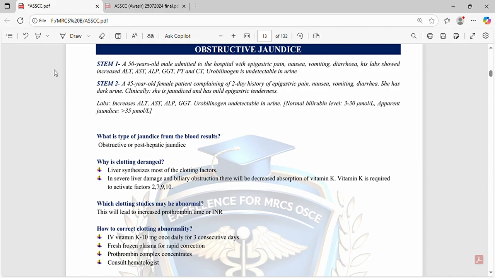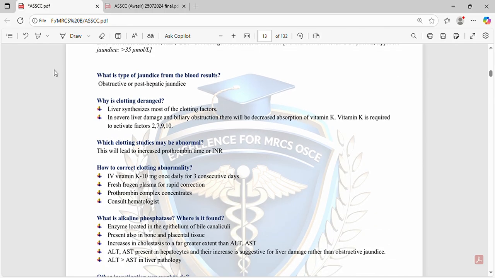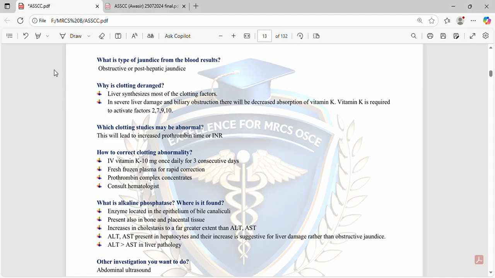Okay, so coming to the topic, which clotting pathway may be abnormal? This will lead to increased prothrombin time or INR. So PT is basically deranged in liver disease, because remember the mnemonic WEPT. W is warfarin, E is your extrinsic pathway, and PT is your PT. So warfarin, extrinsic pathway, PT, liver diseases, vitamin K deficiency, these are all interconnected.